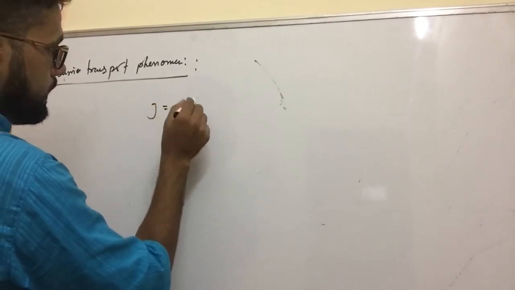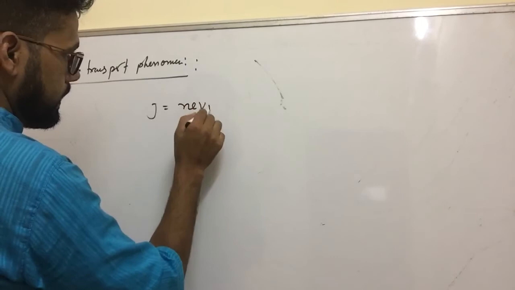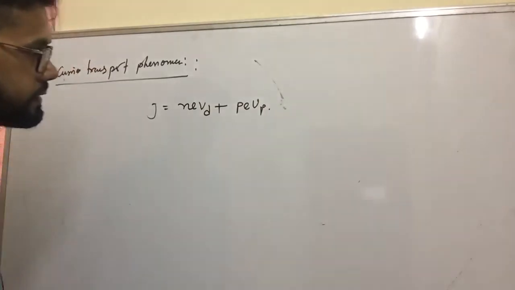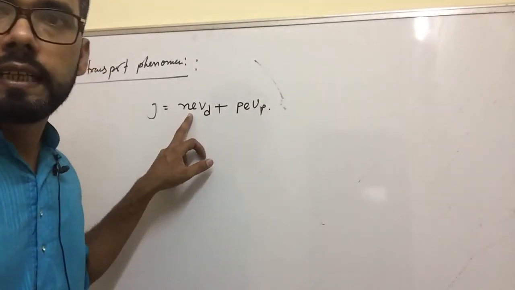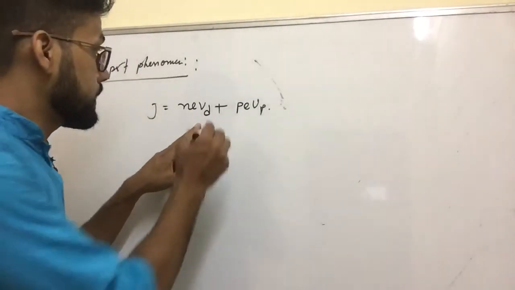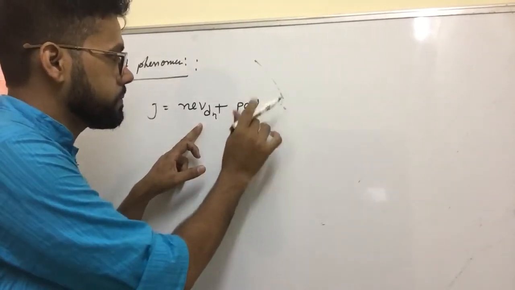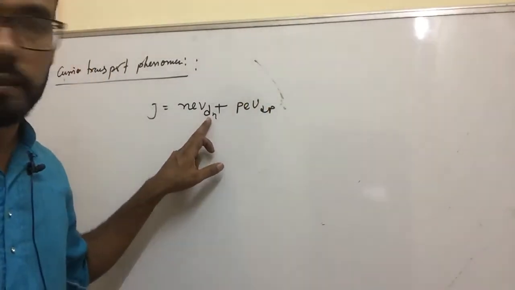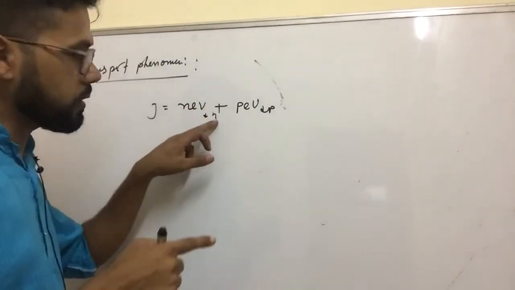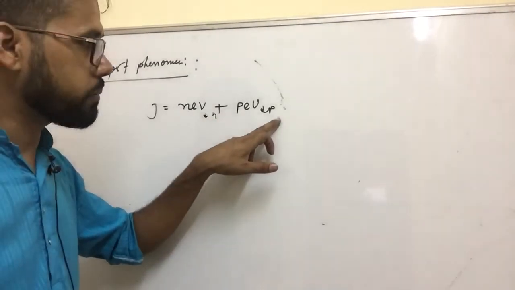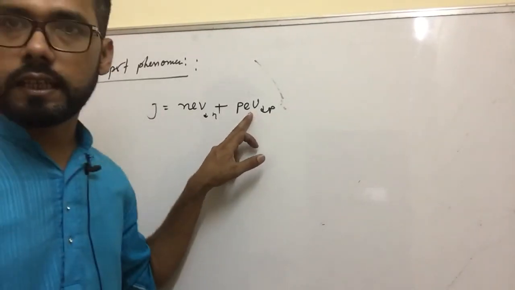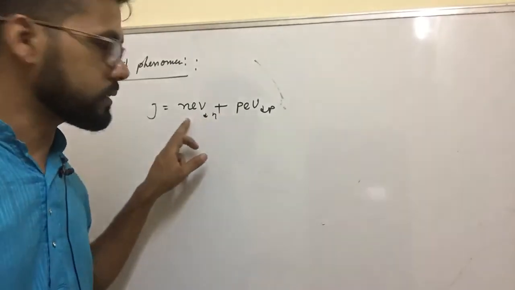J equal to N e Vd, is it okay? Plus P e Vp, is it okay? N is the electron concentration. e is the charge of the electron. Vdn, where d is a suffix for drift velocity and n is for electron, and Vdp, where d is a suffix for drift velocity and p is for hole. Don't confuse. So this is the current in a semiconductor. Why is e here? e is the charge of the hole. The charge of a hole is equal to the charge of an electron.